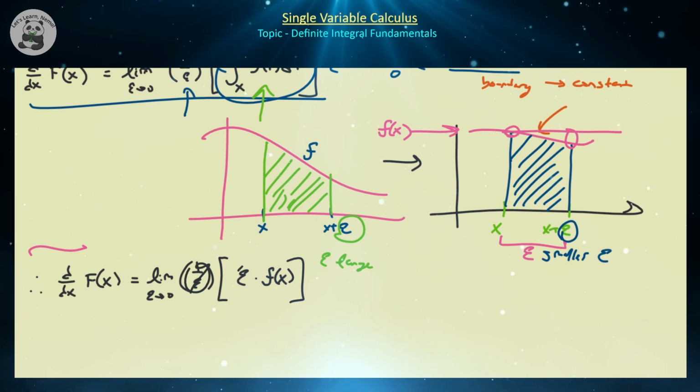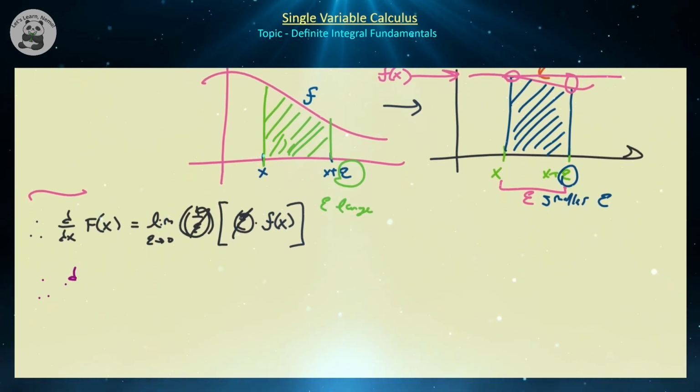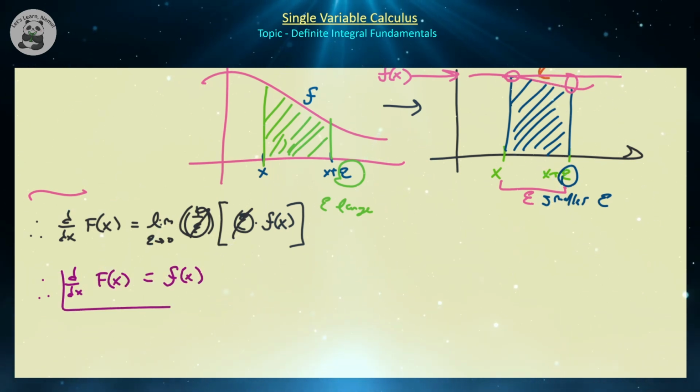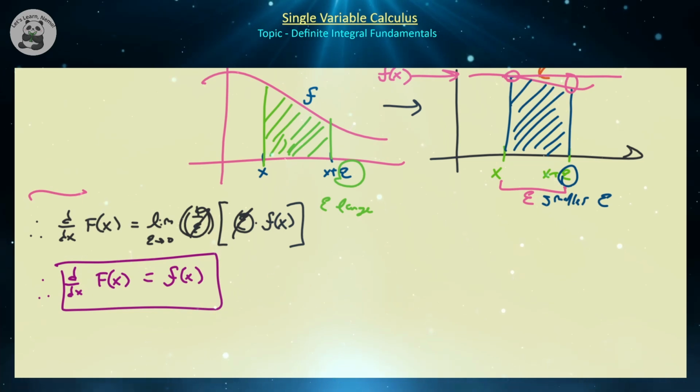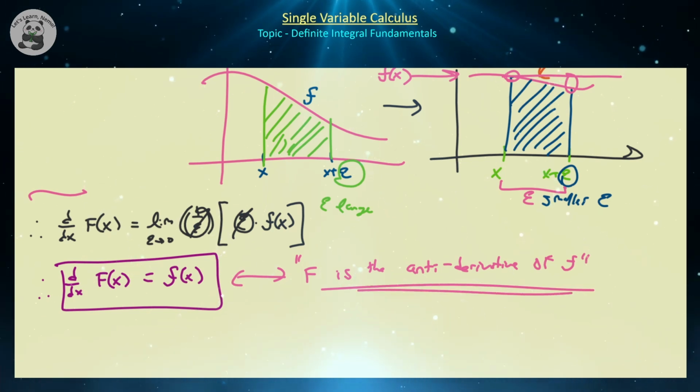So here our 1 over epsilons will cancel and we're just left with the derivative of capital F of x is equal to our little f of x, right? So we have that the derivative of capital F is little f. So what's the relationship in the other direction? Usually we say that capital F is the antiderivative of little f. And that is practically the connection between these two things.